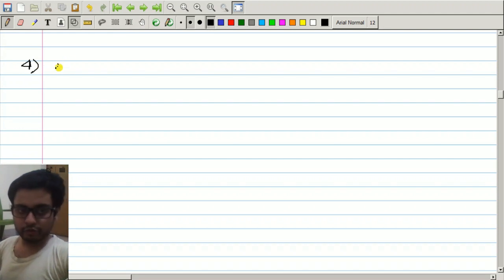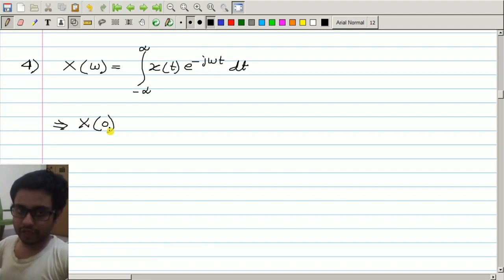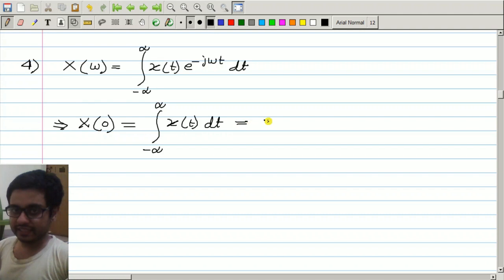Next, property number 4. This is very easy. We know that X(omega) is equal to the integral of x(t) e to the power minus j omega t dt, integrated from minus infinity to plus infinity, implying that capital X of 0 will be equal to the integral of x(t) e to the power 0, which is 1, dt from minus infinity to plus infinity. That is the area under the curve x(t).